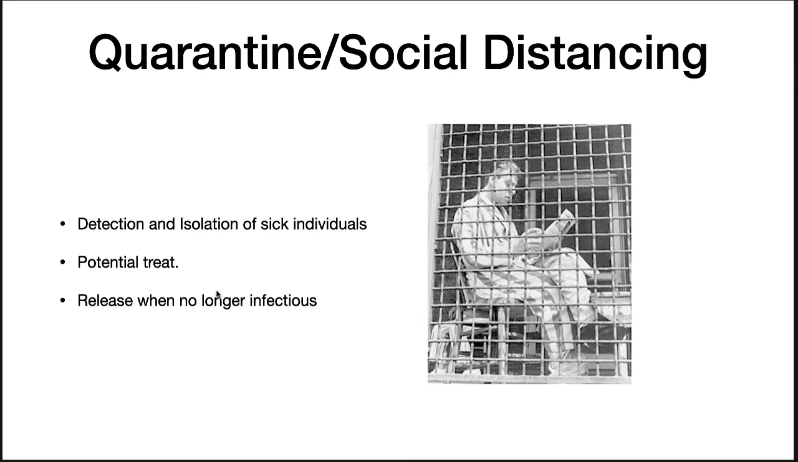Quarantine and social distancing are an age-old practice. Shown at the right is an individual quarantined at Staten Island in the 19th century. In many cases, this was on suspicion of yellow fever, and it was thought that this was a useful practice to prevent these individuals from spreading disease. After a quarantine period was over, they were released.